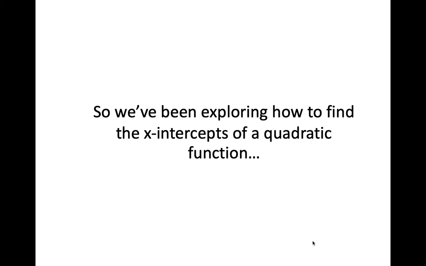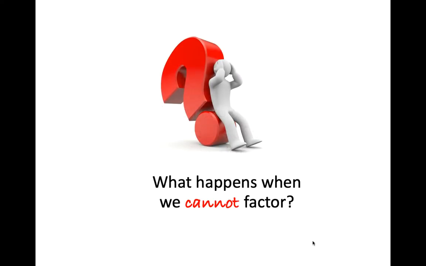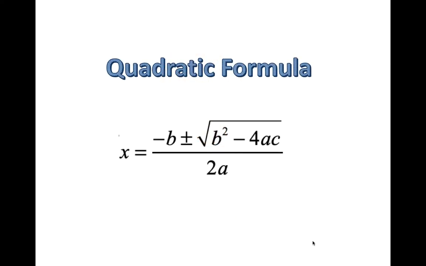So as you know, we've been exploring how to find the x-intercepts of a quadratic function. We've used graphing, we've used the factored form, we've used factoring. But the question is, what happens when we cannot factor at this point? Algebraically, what happens? So our next choice is the quadratic formula. X is equal to negative b plus or minus the square root of b squared minus 4ac all over 2a.